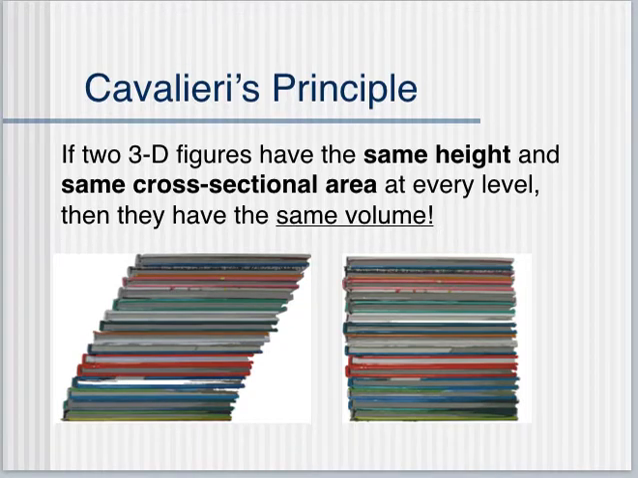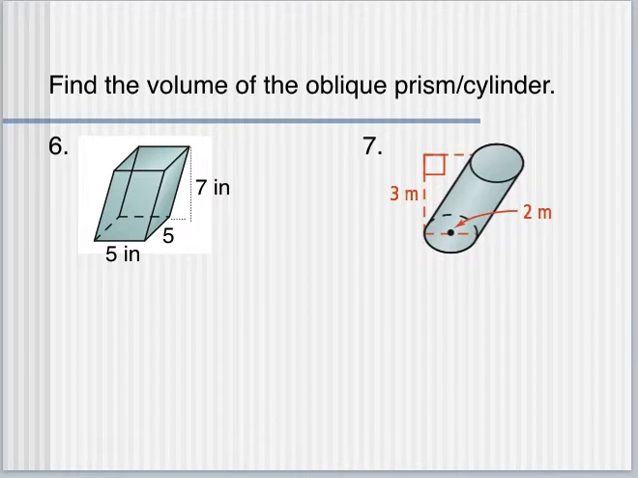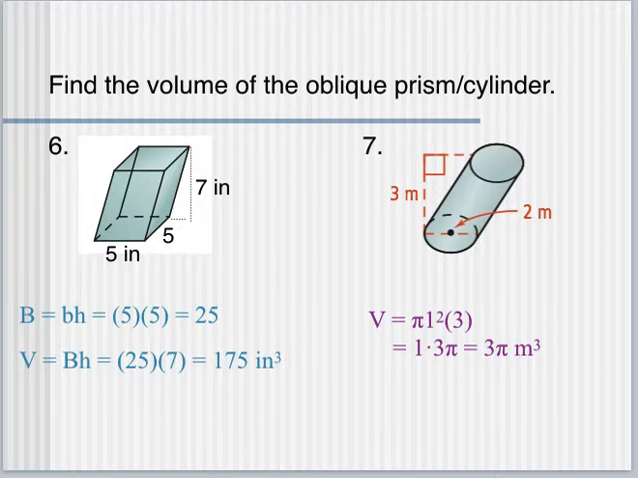Pause here and try solving for the volume of the two oblique figures below. Go ahead and check your answers. Number 6 is a prism, so this is a flashback to last lesson. You first find the area of the base. That's 25. And then you multiply by the height of 7. Notice how you're using the actual height, not the slanted side height. How tall it actually is, making right angles with the ground. With the cylinder, they're telling you the diameter, so make sure you're using the radius, which would be half of that, just 1. And then the height is 3. Plug that in and you get 3 pi cubic meters.